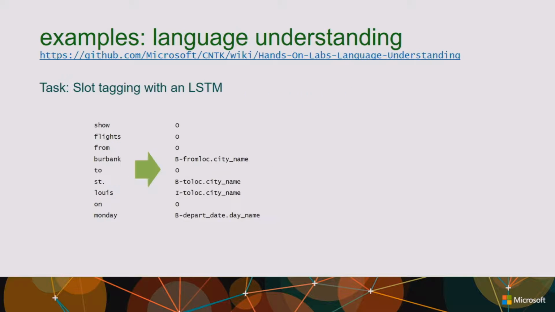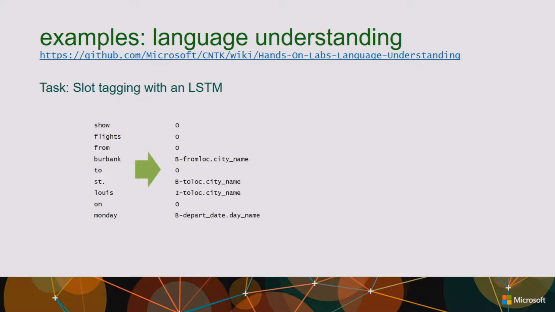So another example I want to show you is language understanding. In this case, I want to use the slot tagging task. So you see what it does. It takes an input, show flights from Burbank to St. Louis on Monday, and it tries to classify every single word into what slot it fills. So for example, Burbank is a from location, and St. Louis is a to location, and Monday is the departure date. So the task is to make this kind of annotation. The left column is your input, the right column is your target.